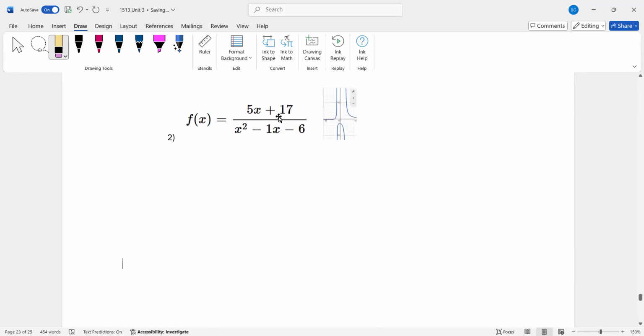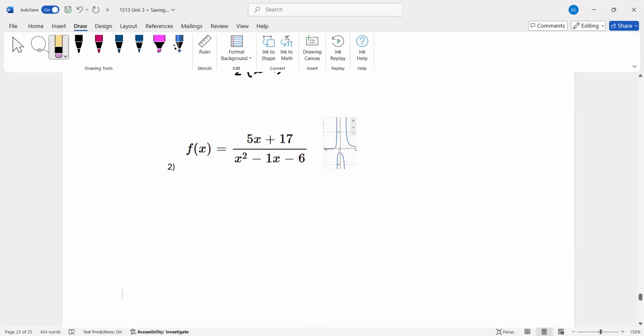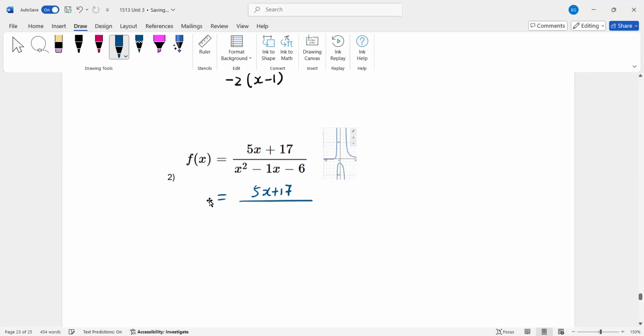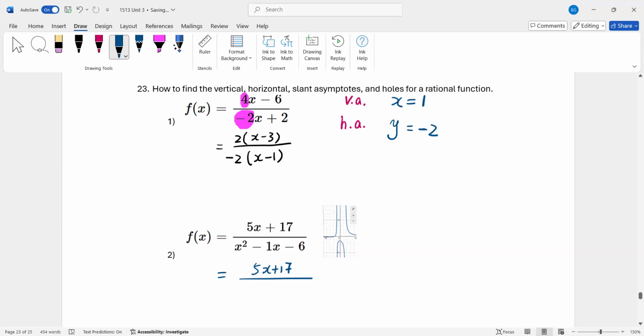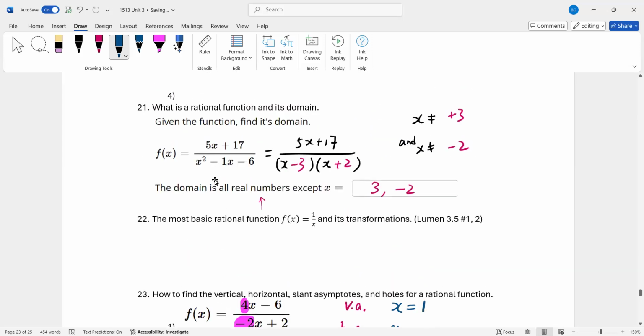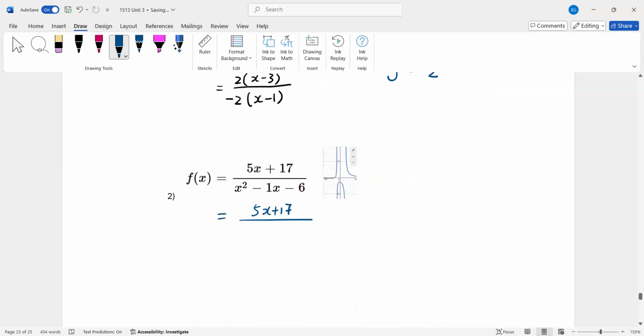This rational function, the numerator has degree 1, the denominator has degree 2. It's different, right? As I mentioned, ideally we want to have both numerator and denominator factored. The numerator cannot be factored. It's 5x plus 17. The denominator we can factor. It looks like the previous problem: x squared minus x minus 6. Exactly the same. So we can factor the denominator as x minus 3 times x plus 2. Negative 3 and positive 2 multiply to negative 6 and add up to negative 1.